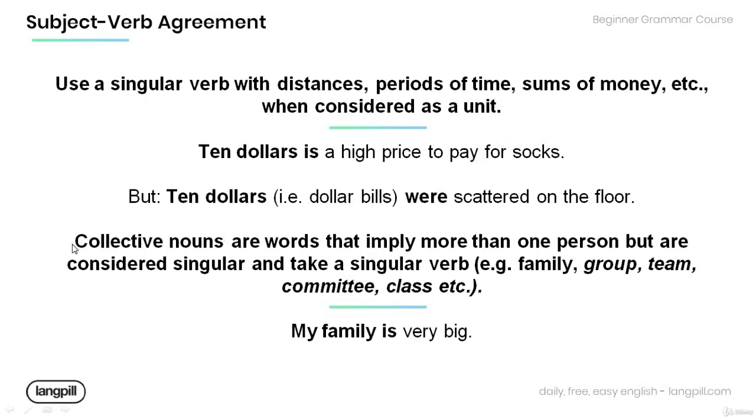Also remember that collective nouns are words that imply more than one person but are considered singular, and take a singular verb. For example, family, group, team, committee, class, etc. Have a look at the sentence over here. My family is very big. Note that the word family is a collective noun. It implies more than one person but is considered singular.